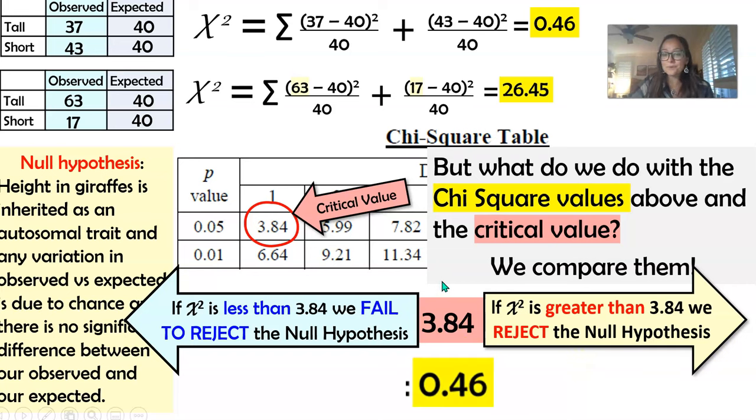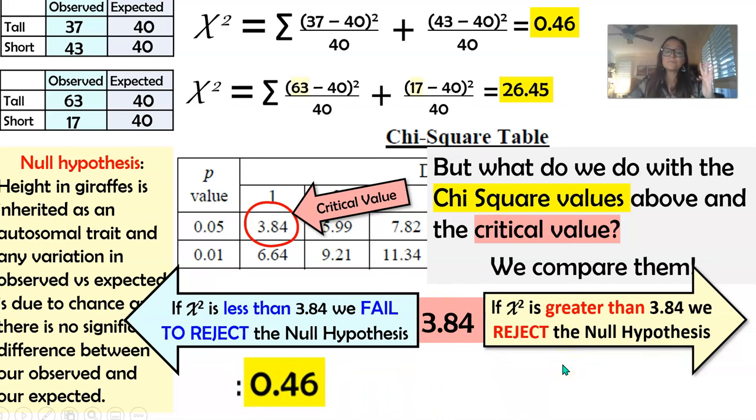So, for example, that 0.46 we calculated is below 3.84. So we would fail to reject the null hypothesis, basically saying that yes, tall is inherited as an autosomal dominant trait in giraffe, and that slight variation we're seeing of 37 to 40 and 43 compared to 40 is just due to chance, and that slight variation is acceptable within the realm of autosomal dominant and recessive traits.